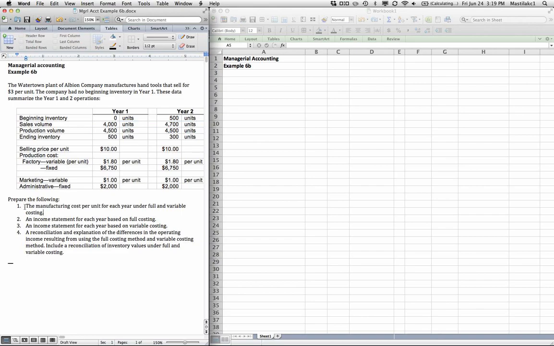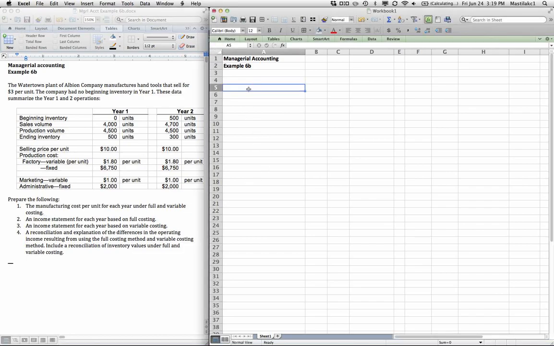All right, so let's look at our requirements. The first thing we need to do is the manufacturing cost per unit under full and variable costing for each year. First, we'll do variable costing. It's the easier of the two. And in year 1, year 2. For variable costing, we're simply given the variable production cost per unit, and that's $1.80 in both years. And that's all there is.